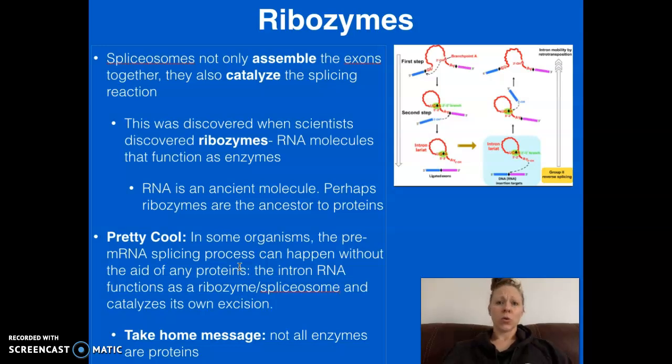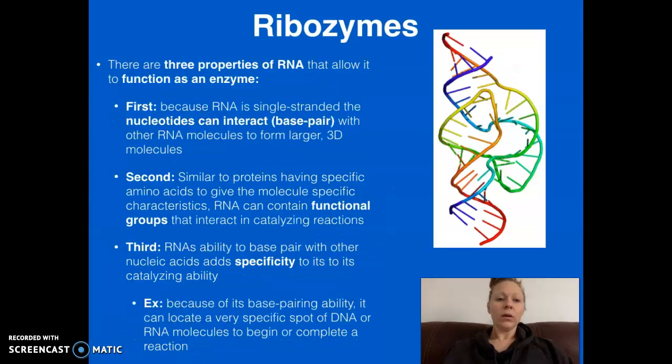Remember that the mRNA is RNA, and so it's acting not only as messenger RNA, but it's also acting as a catalyst to remove its own segments of its own self, which, life is so cool. And so there are 3 properties of RNA that allow it to function as an enzyme.